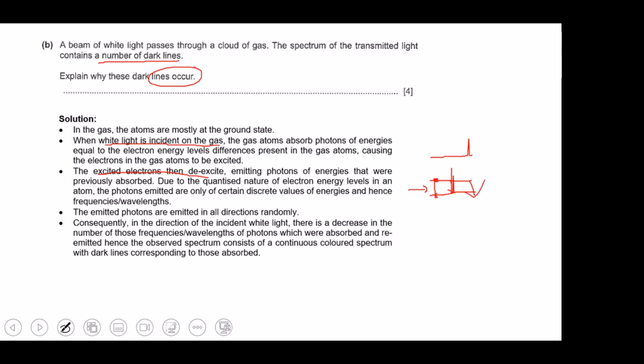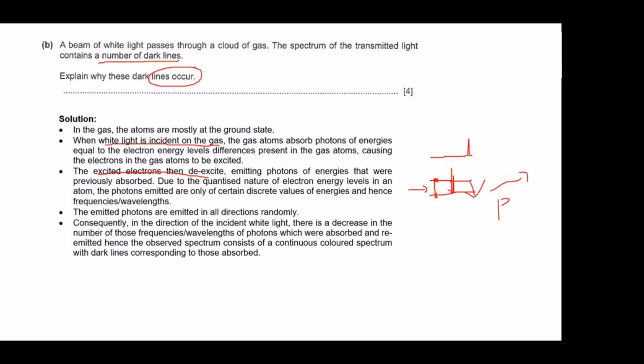Once they de-excite, they'll emit photons, the photons that were previously absorbed. So this is the idea of quantization of energy. The atoms get excited and the electrons move up, but they must absorb a packet, a quantum of energy, that is equal to the gap size, the energy gap between the levels.